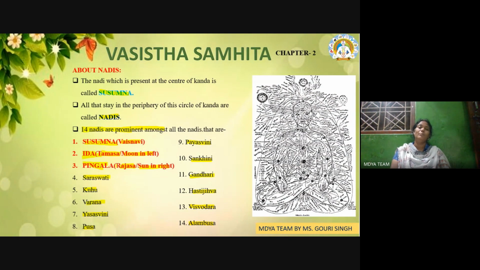And again, Vasishtha is telling that among these three, the most important one is the Susumna Nadi, the source of energy which will be helpful in your liberation.